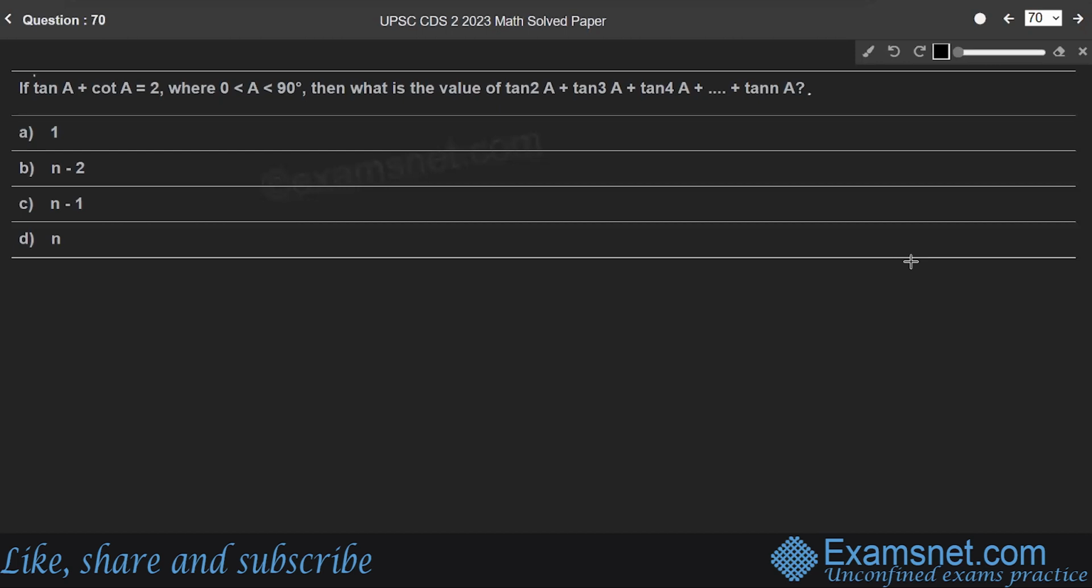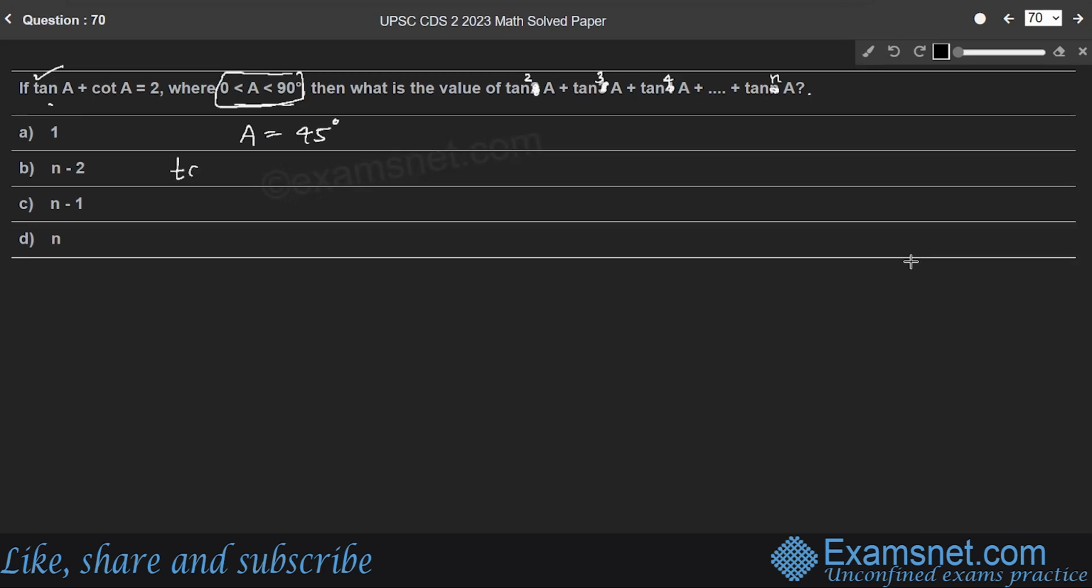Question 70. If tan A plus cot A is equal to 2, when A lies between 0 and 90 degrees, then what is the value of tan square A plus tan cube A plus tan raised to 4A up to tan raised to nA? Students, it is strictly given that A lies between 0 and 90 degrees and tan A plus cot A is equal to 2. It is possible only when A is equal to 45 degrees.